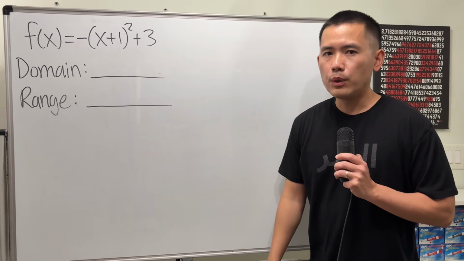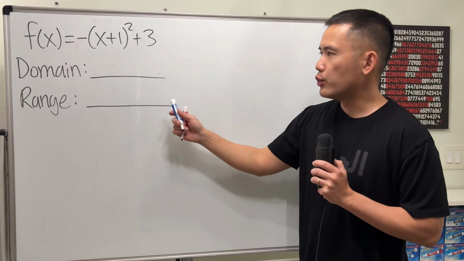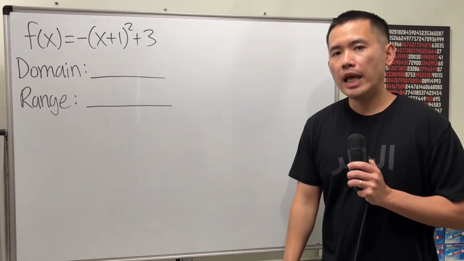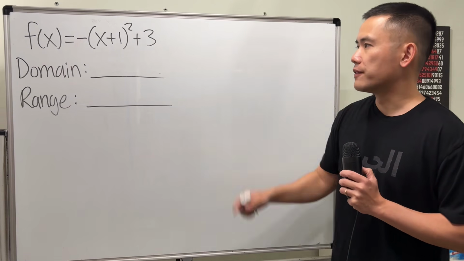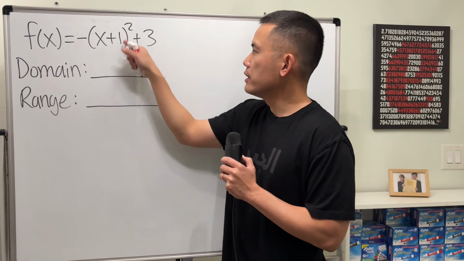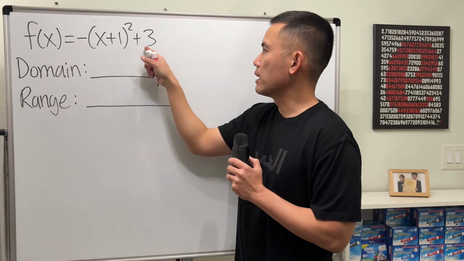In this tutorial, I will show you how to find the domain and the range of a quadratic function, and we'll do 4 examples. Here's the first one. We have negative parentheses x plus 1 squared plus 3.